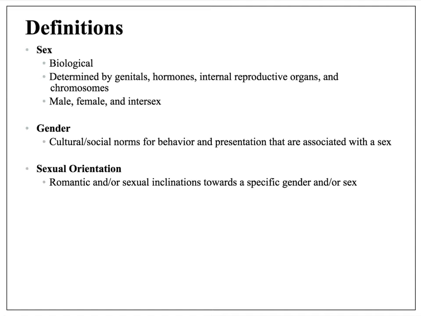The last term is sexual orientation. Sexual orientation are the romantic or sexual inclinations or feelings towards a specific gender and or sex. Here in our culture, we typically label people as straight or gay. But in reality, it is really not that black and white. There isn't that binary when it comes to sexual orientation. Anthropologists like to look at sexual orientation similar to gender and similar to sex as more of a spectrum, something that is fluid and not fixed.